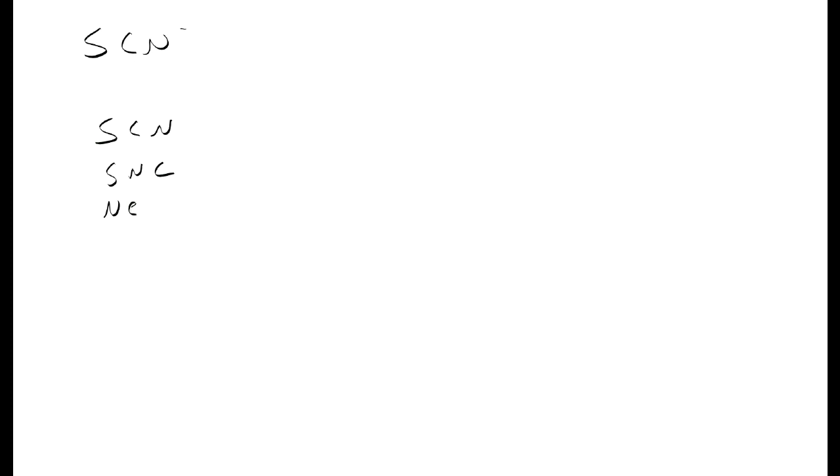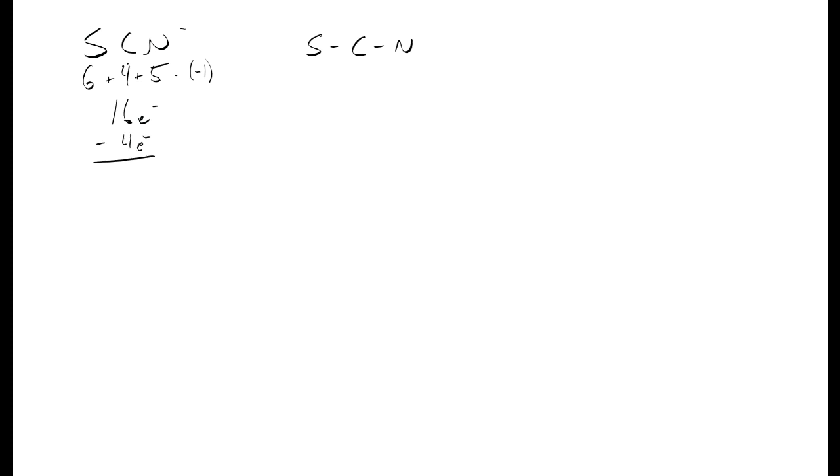Well, let's go ahead and clear up plenty of space. So we have 6 and 4 and 5 electrons from each of those, minus the negative 1. Gives us a total of 16 electrons. SCN minus 4 electrons leaves us with 12. 2, 4, 6, 8, 10, 12. Minus 12 electrons, and we're down to 0.